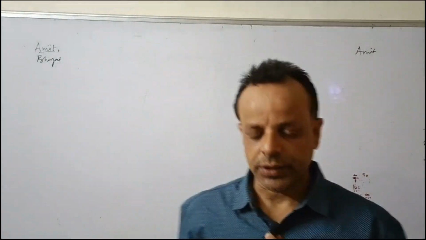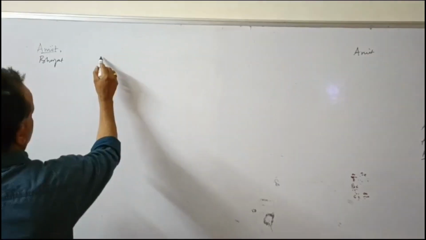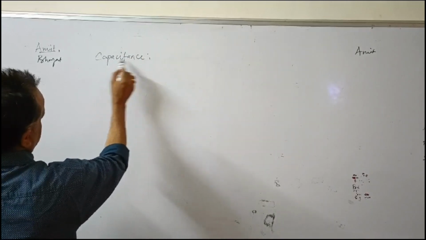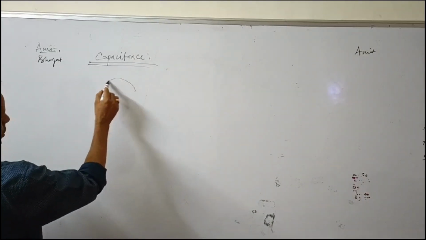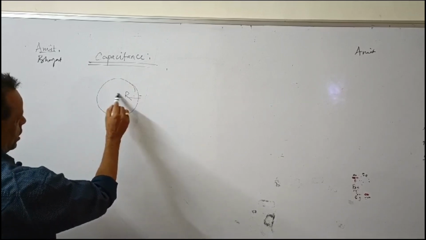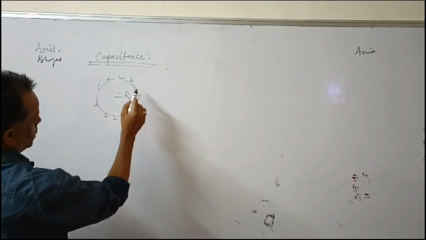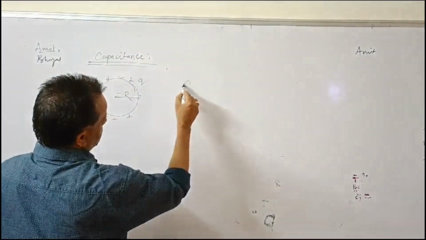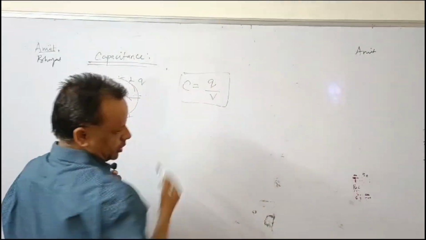About the capacitance of a capacitor. First we'll move on to what is capacitance. Let us suppose we have a sphere having radius r, which has charge q on it. So basically capacitance is the ratio of charge to the potential.